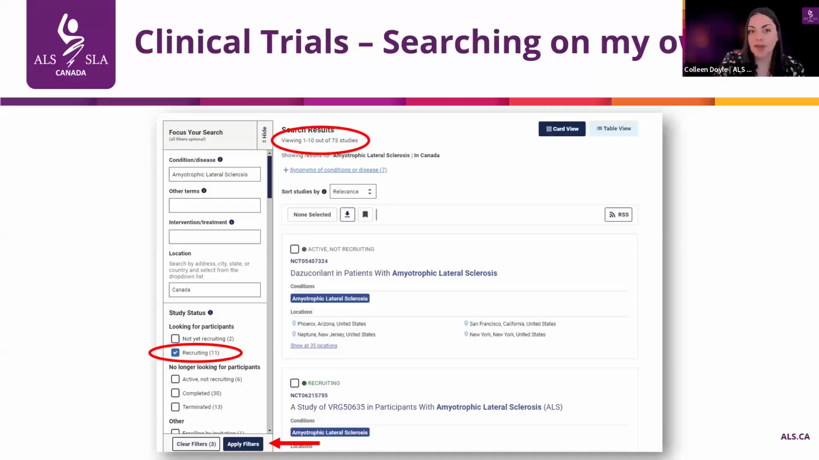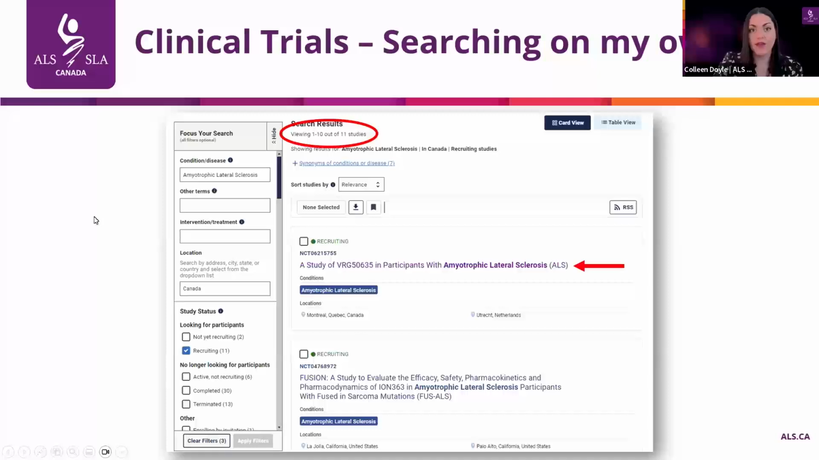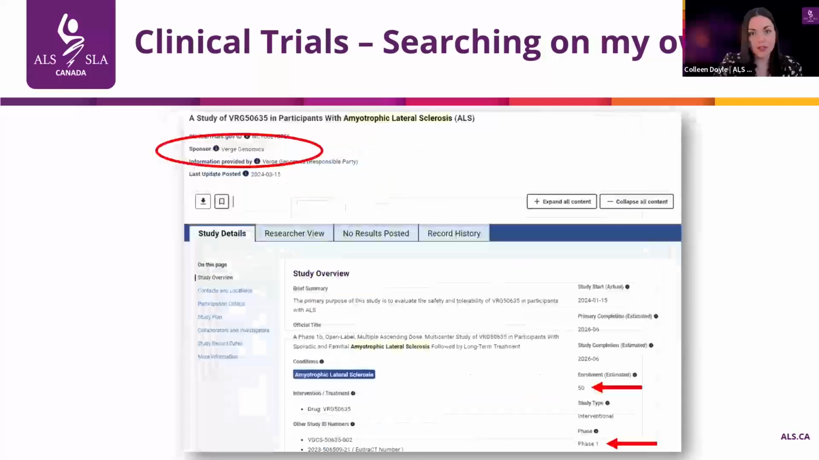If you wanted to narrow it down to only those currently recruiting, you can use the filters on the left-hand side to select the appropriate study status and click Apply Filters. This narrows the list down to 11 studies currently recruiting in Canada. And using the first study here just as an example, when you click on it, you can see there will be a wealth of information.